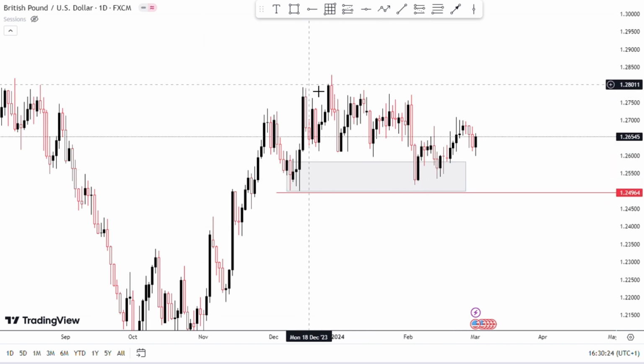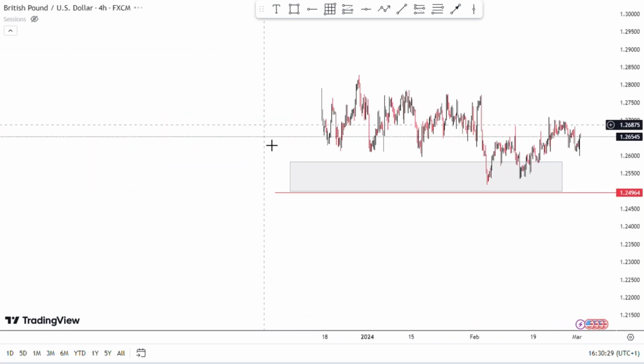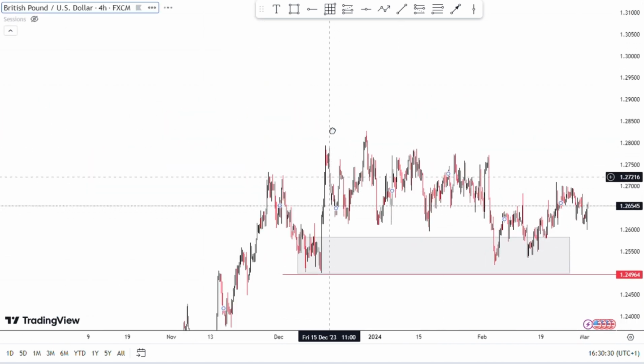But if you go to the four-hour time frame right now, you're going to see a lot more information. So if you check the four-hour time frame right now, let's just see, okay, still loading.